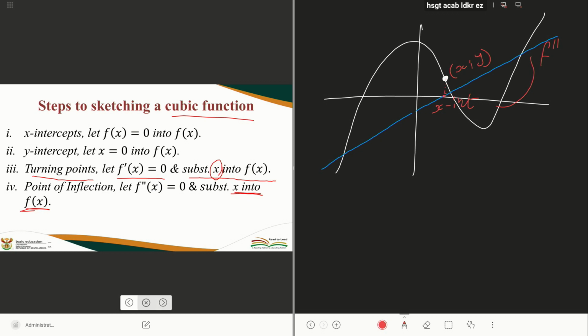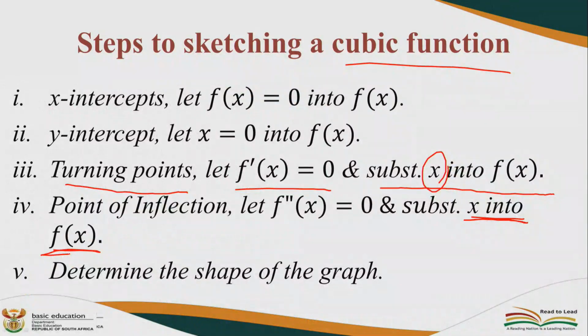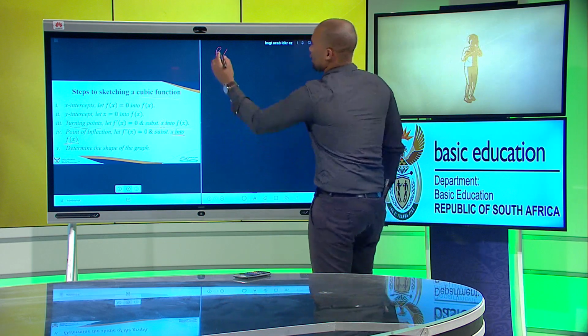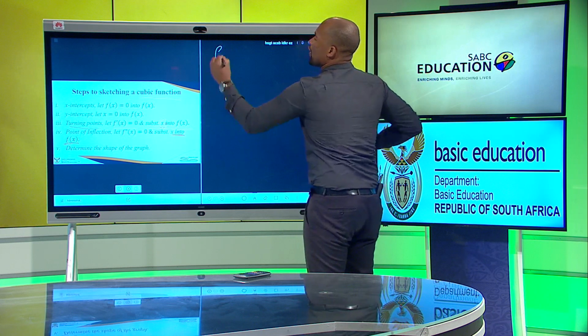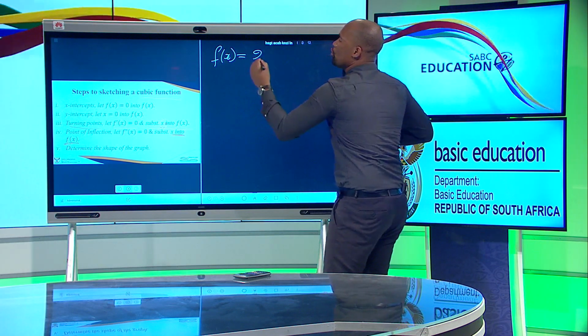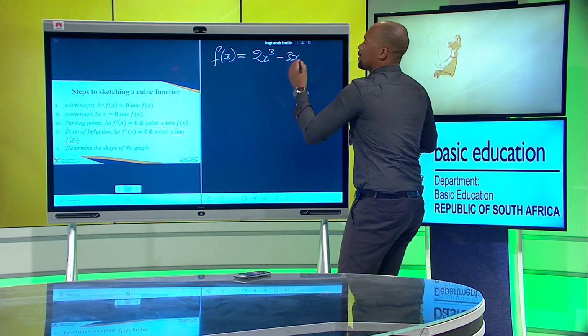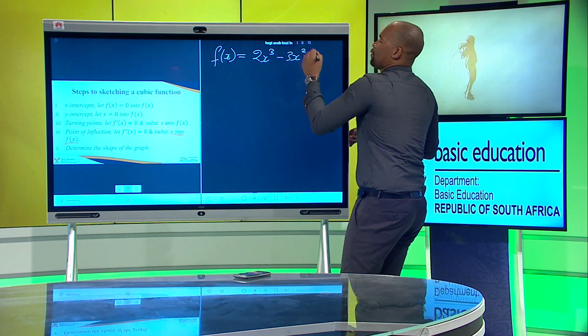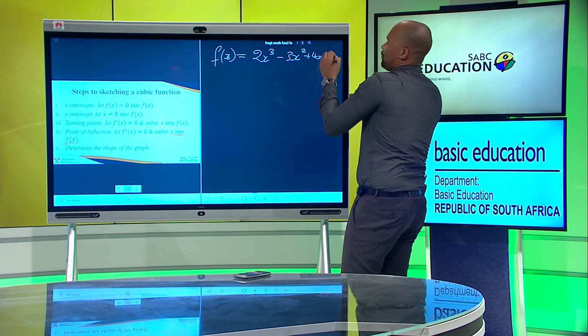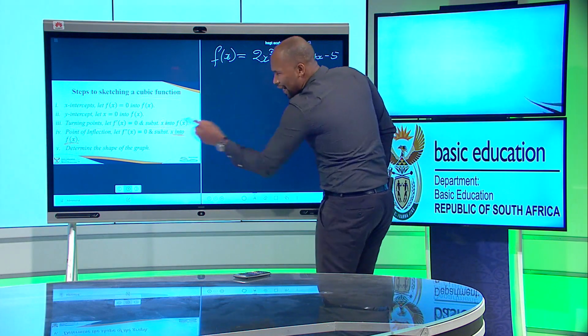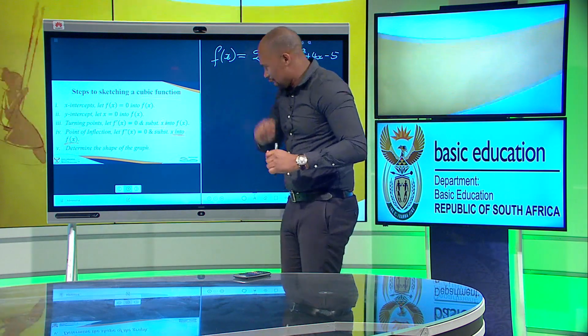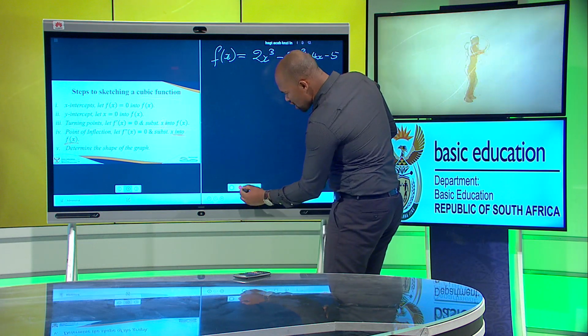Number 5. Let's determine the shape of the graph. That's where we need a little bit of explanation. In our lesson today, we'll be given a function like f of x is equal to 2x cubed minus 3x squared plus 4x minus 5. How can I determine the shape of the graph?